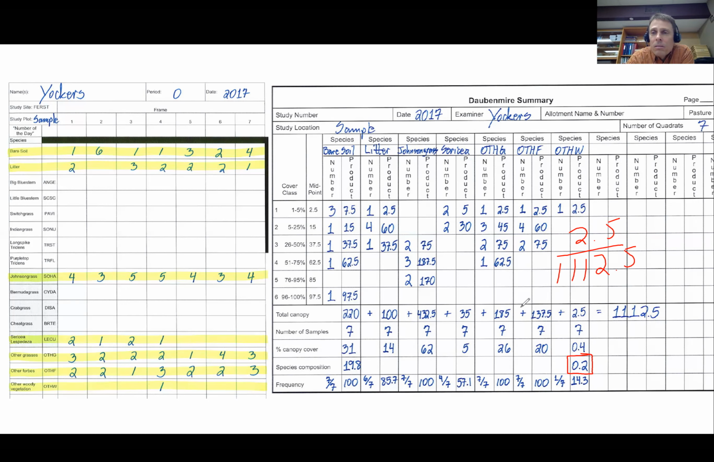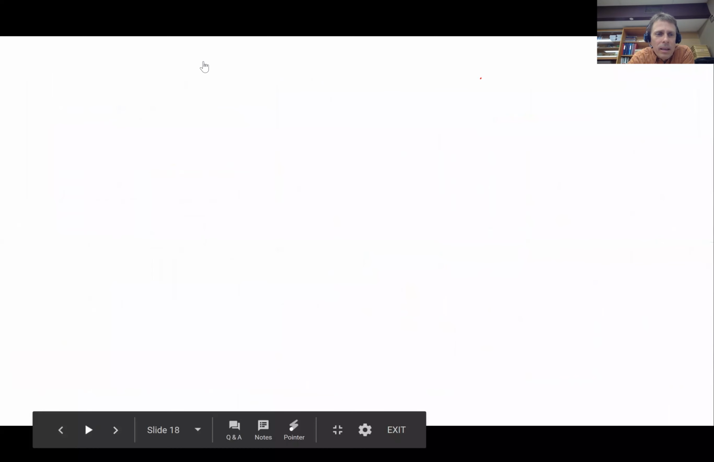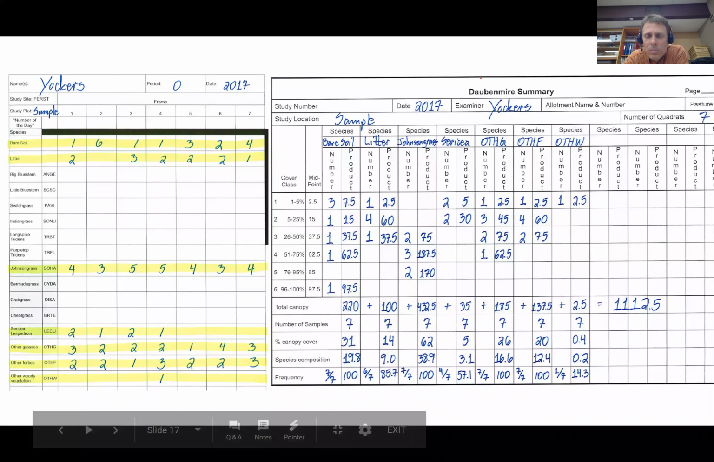Go ahead and pause once again and then do the rest of the species composition calculations. Once again, that shouldn't be too awfully difficult, right? Okay, you've paused for a while, so now let's move on. These are the totals that we have.